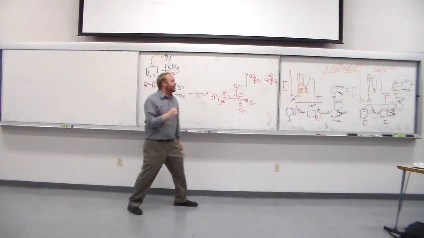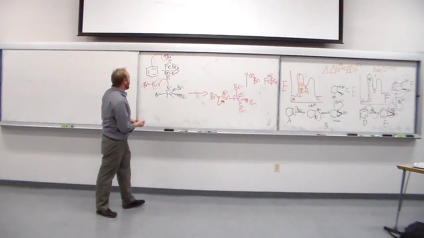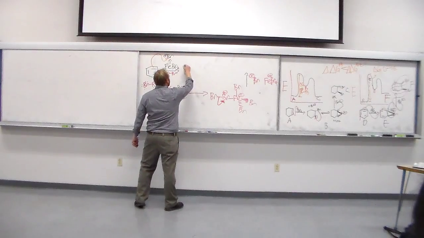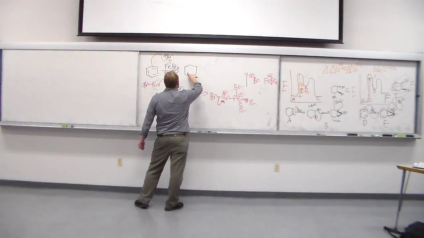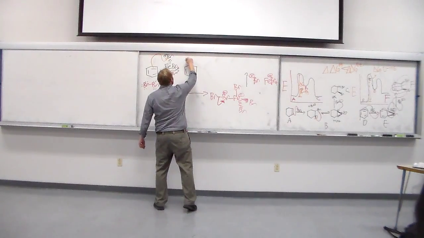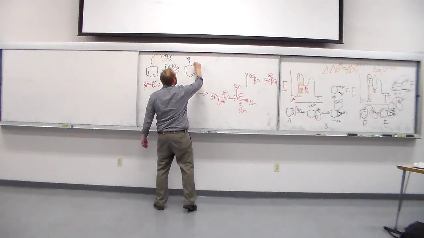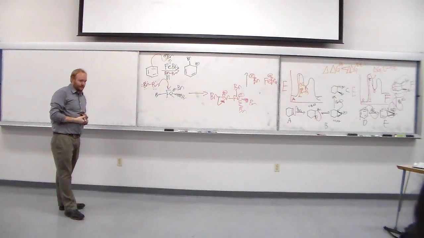So now using FeBr3 allows us to do what we couldn't do before, which is a benzene attack at Br. Let me be consistent. So that gives us an intermediate like this.